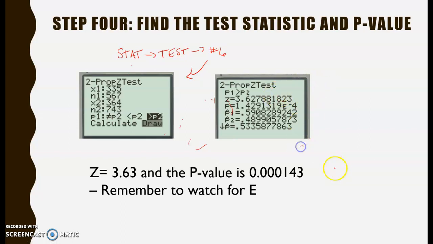So we have this idea where we're looking at 3.63, and the amount of area out here is very small. So we would expect the p-value to be really small, and that's what this p-value represents. Turns out it's 1.43, but we have that e to the -4. So we move the decimal 4 places to the left. We get 0.000143.